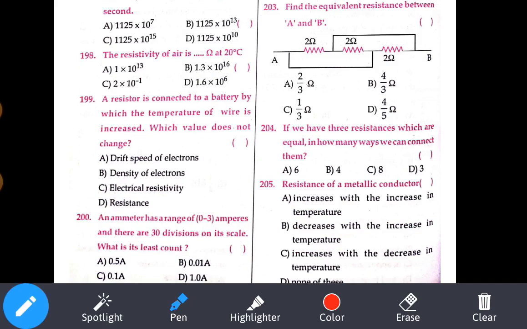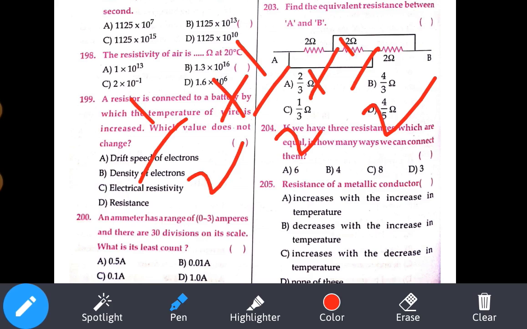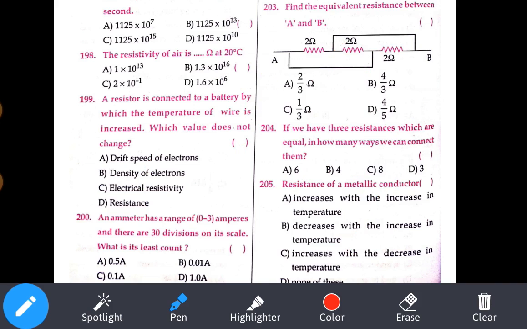203rd, find the equivalent resistance they have given. If you observe here, how many junctions are there? 3 junctions. Each and every current is dividing into 2 parts, so all 3 are in parallel connection. So 1 by 2 plus 1 by 2 plus 1 by 2 is 3 by 2. 1 by R equivalent is 3 by 2, so R equivalent is 2 by 3.